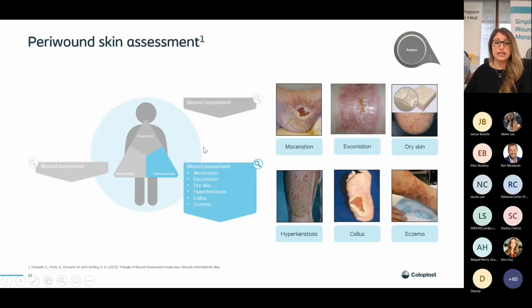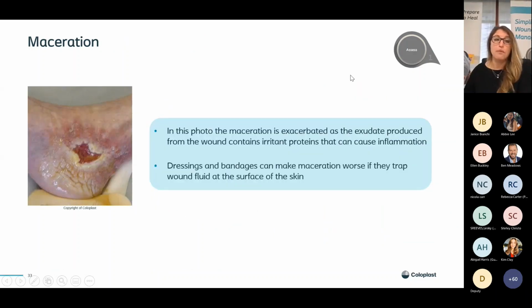So the periwound skin assessment, we're going to go into that in a little more depth. So again, we can have macerated tissue, and macerated tissue can not only be at the wound edge, but it can be on that periwound skin, and can often be because we're not managing that exudate appropriately. So the dressings or the bandages that we're using to try and manage that exudate can make it worse, because they can trap that fluid against the surface of the skin and damage that tissue.